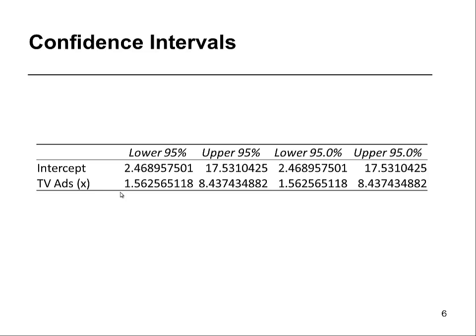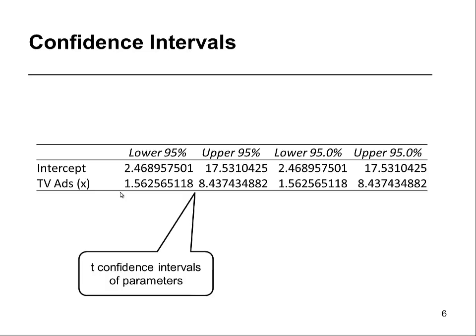Finally, we have the confidence intervals. This data is to the right of the second slide before this one, and it gives you the upper and lower boundaries of the t confidence intervals of the parameters. Our fitted beta 1 parameter has a 95% confidence that the true value of that parameter, based on a larger population sample, is between 1.56 and 8.43.